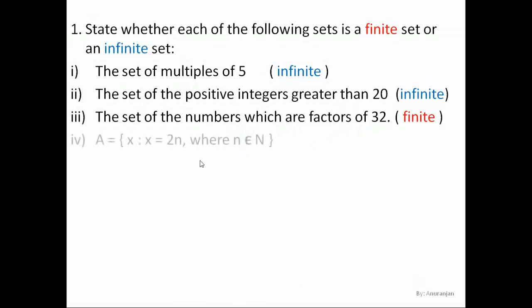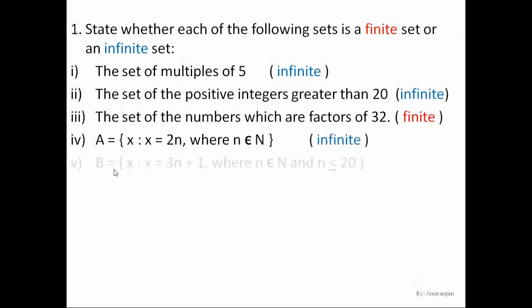A is equal to {x such that x is equal to 2n, where n belongs to natural numbers}. Again here we can see that there is no limit or range mentioned. So here if I keep substituting n as the natural numbers from 1 and so on, various products will come, so it will go on and there will be no limit. So it is an infinite set.